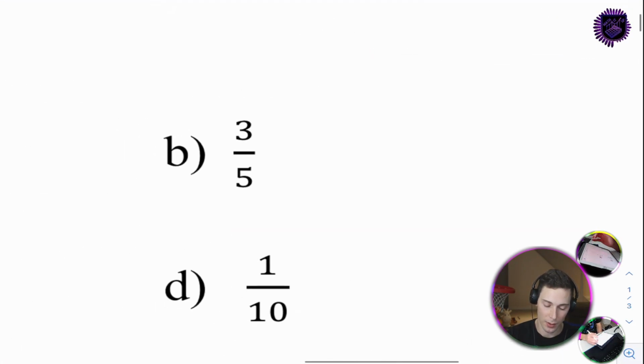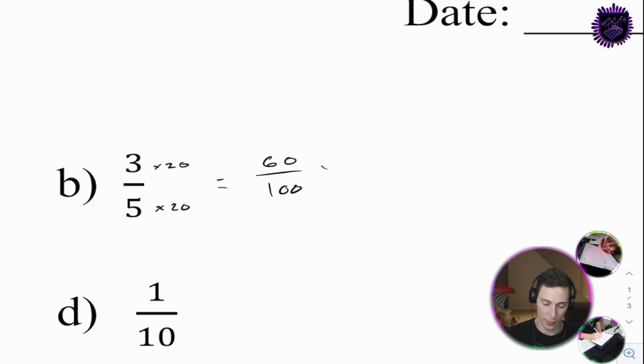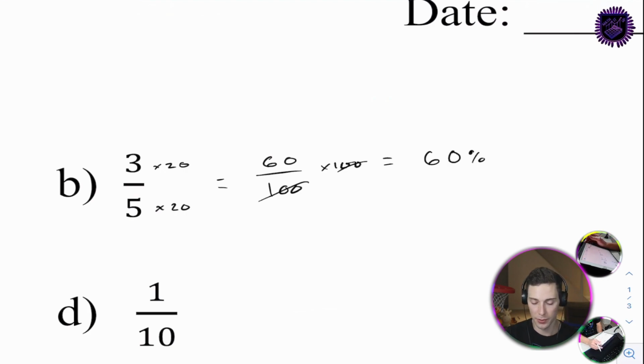3/5. We can multiply this by 20 and this by 20. This is going to give us an equivalent fraction that is equal to 60 100ths. When you multiply by 100, it's going to equal 60%. Right? It turns into a whole number, 60%.